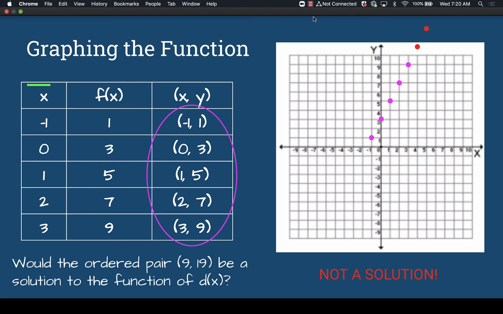Pause the video here again and graph your function and then determine if your ordered pair of (8, 7) falls on your graph. Again, the answers will be at the end.